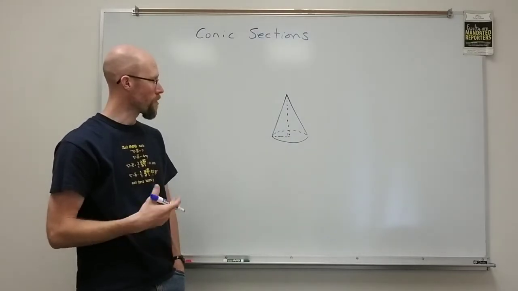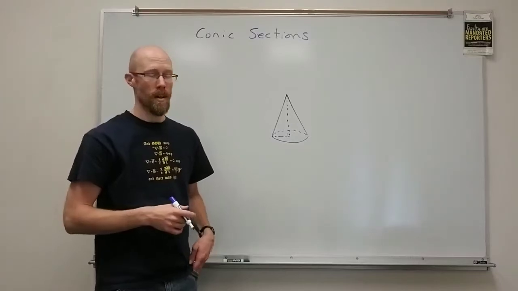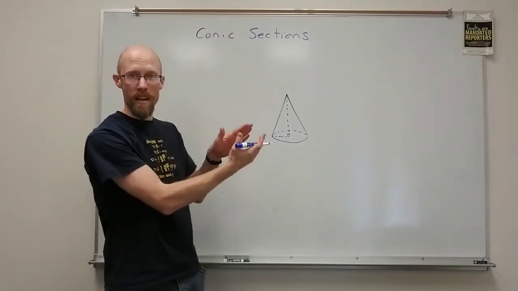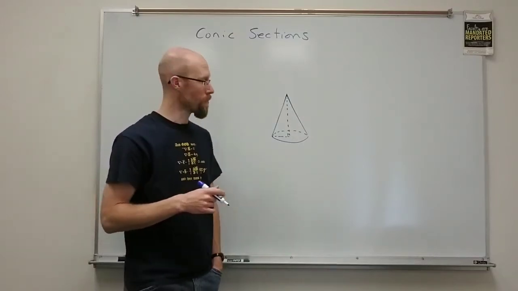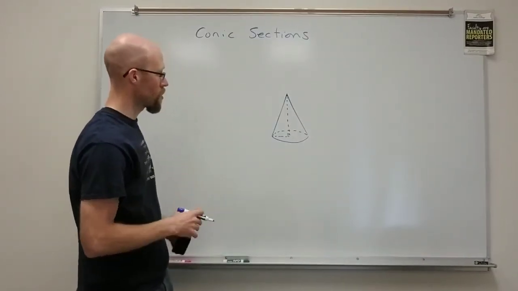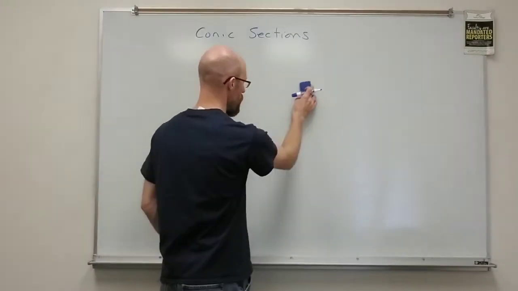You can have other types of cones. You could have elliptical cones. You could have cones on an angle that are tipped. But right circular cones are the ones that we're interested in here. Now, for our definition of a cone, we're going to look at it a little bit differently.